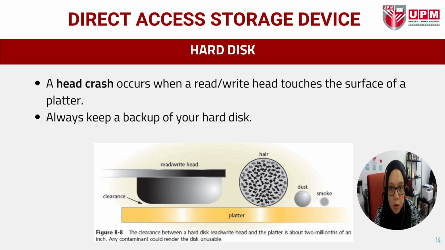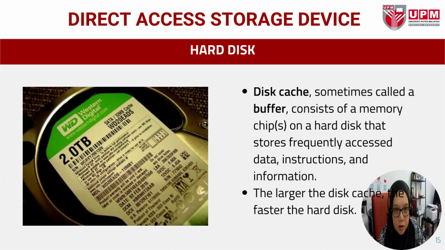A head crash occurs when the read or write head touches the surface of a platter. Therefore, you need to always keep a backup of your hard disk. This cache, sometimes called a buffer, consists of memory chips on a hard disk that store frequently accessed data, instructions, and information. The larger the disk cache, the faster the hard disk.